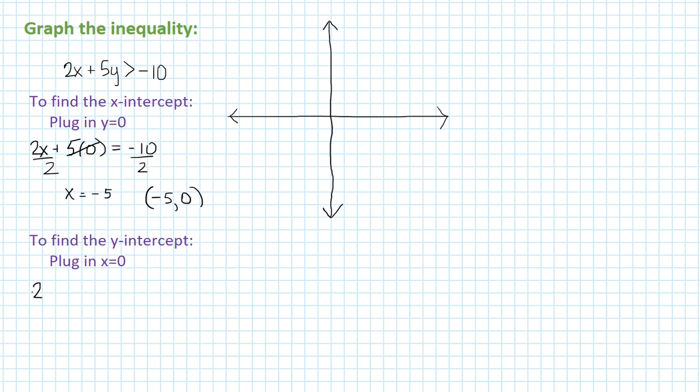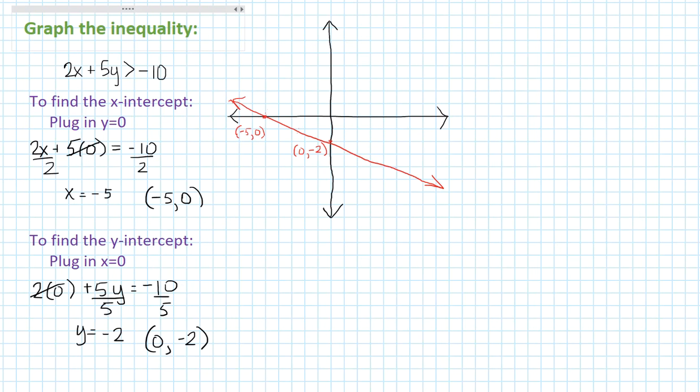So we're going to plug in 0 for x, and 5y equals -10. That cancels. We divide both sides by 5, and we get y equals -2. And so we have a point at 0, -2. So here are the 2 points on our graph.